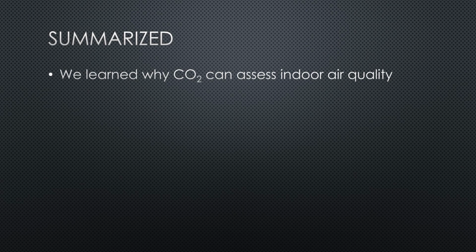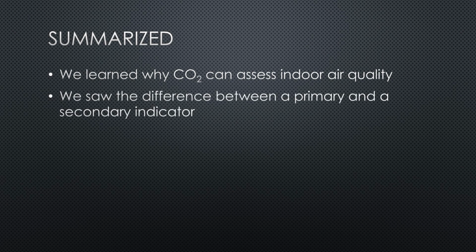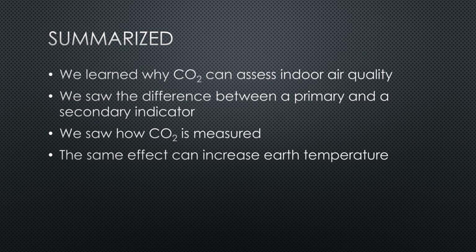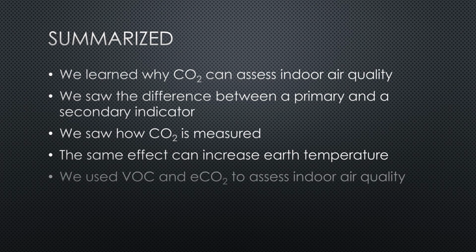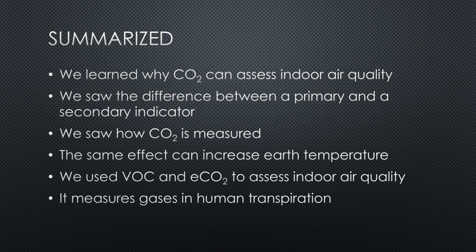Summarized, we learned why CO2 could be used to assess indoor air quality. We saw the difference between a primary and a secondary indicator and when they can be used instead of primary indicators. We saw how CO2 is measured and that the same effect can isolate the Earth and increase its surface temperature. We used a different secondary indicator to assess indoor air quality, VOC or the calculated eCO2. It measures gases in human transpiration.